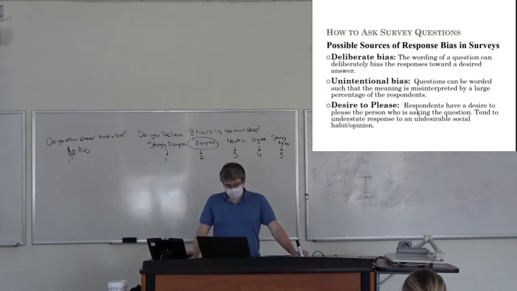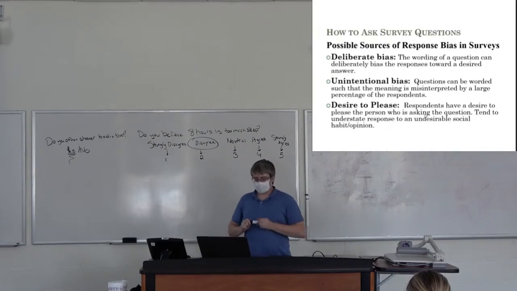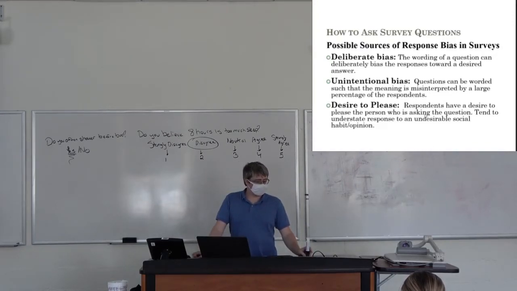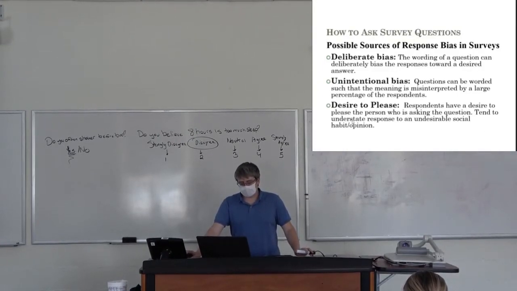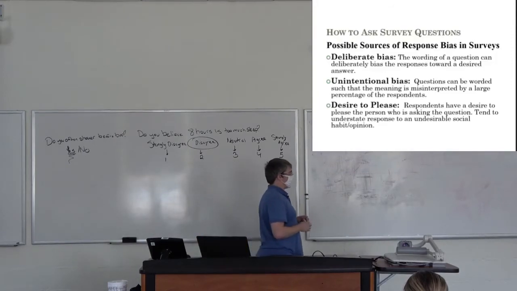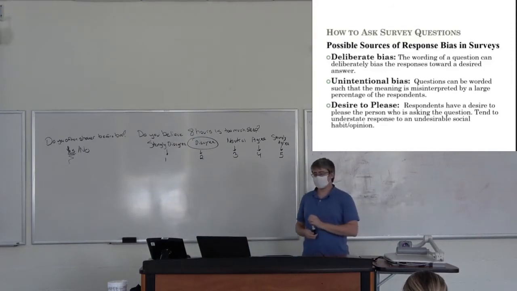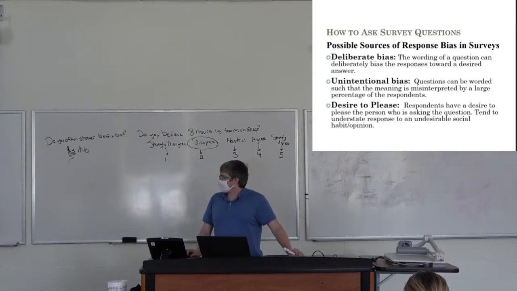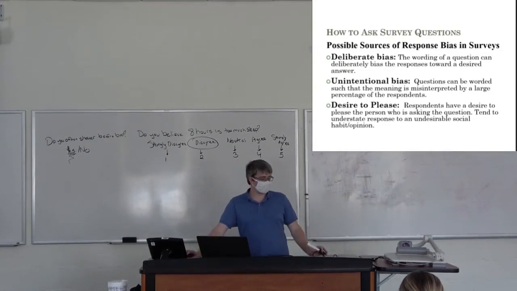Another example is desiring to please. You have a desire to help the person who is creating the survey. And so it tends to understate a response to an undesirable social habit or opinion. I kind of used this before, but one question: do you like to go out on the weekends? Or do you go out on the weekends? If you're saying yes to that and trying to help them out, then you're trying to please that particular person and inducing bias that way as well.